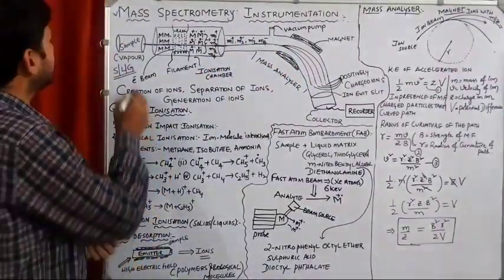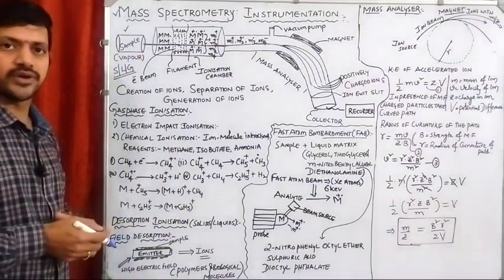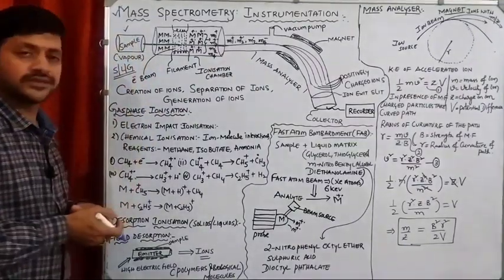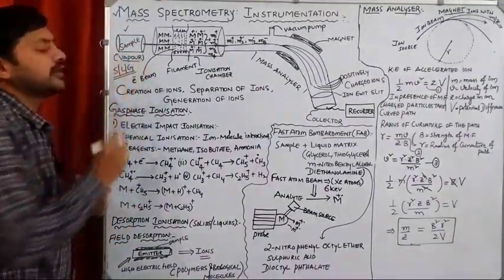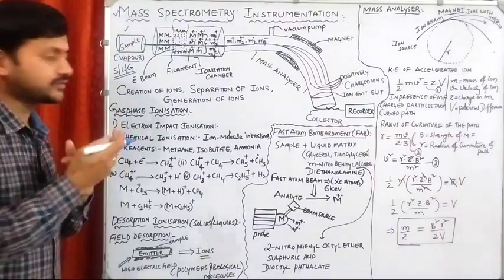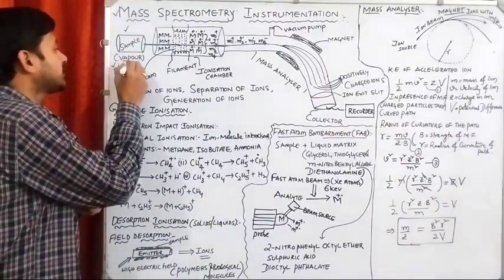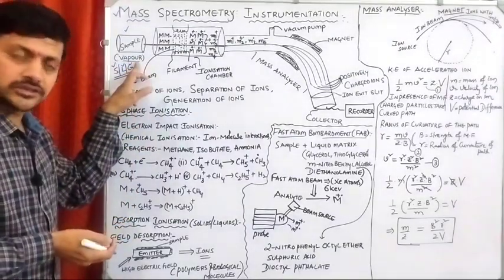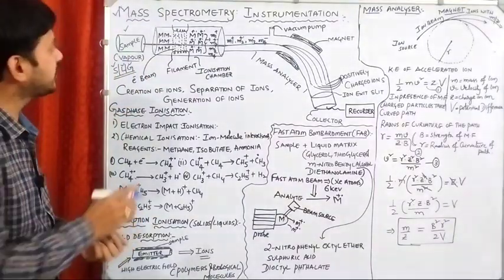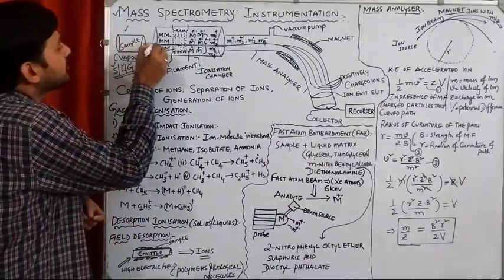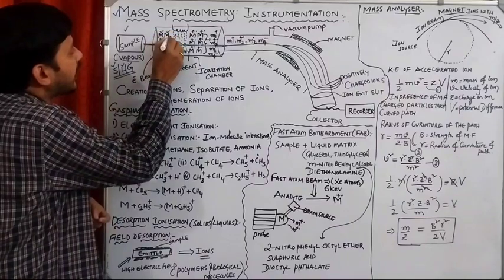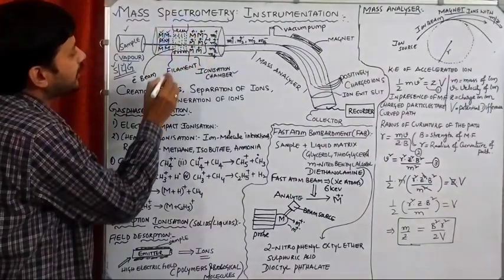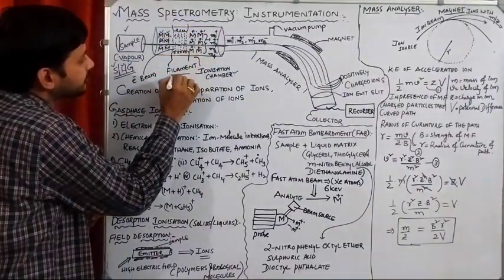Okay, let's see the first one. Here we have the sample reservoir. It means we need to load the sample in this particular reservoir. The sample must be in the vapor phase. We have three types of samples: the samples may be solids, liquids or gaseous. We must convert all the samples into the corresponding vapor state. Right? Here, see this one. All the sample molecules enter the ionization chamber. In the ionization chamber, what we have is a filament.